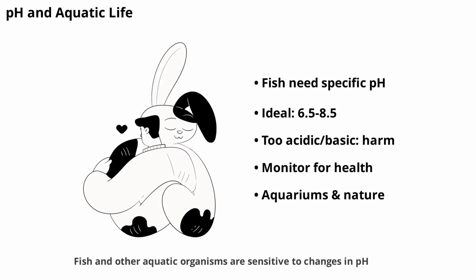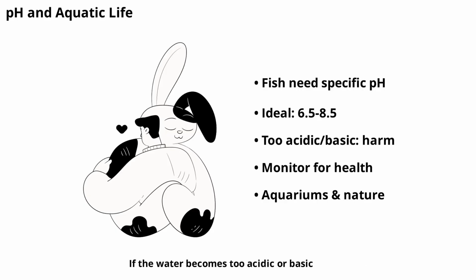Fish and other aquatic organisms are sensitive to changes in pH. Most freshwater fish thrive in water with a pH between 6.5 and 8.5. If the water becomes too acidic or basic, it can harm or even kill aquatic life. Monitoring pH is essential for maintaining healthy aquariums and natural water bodies.